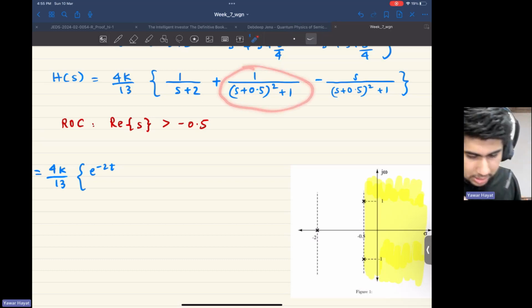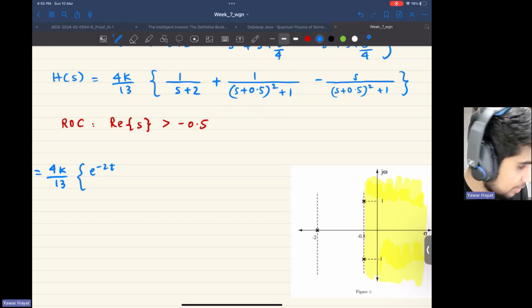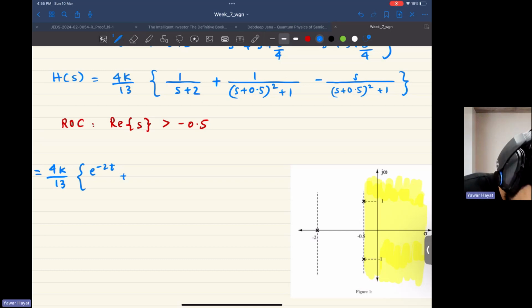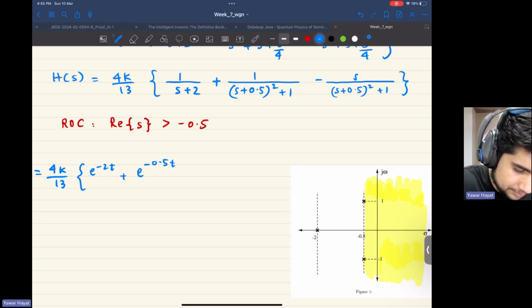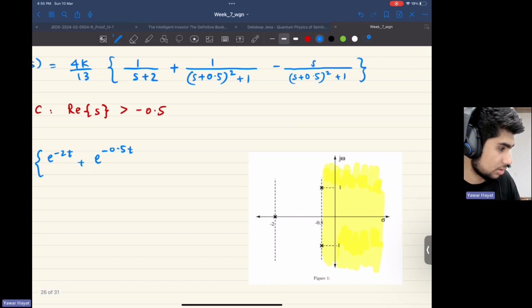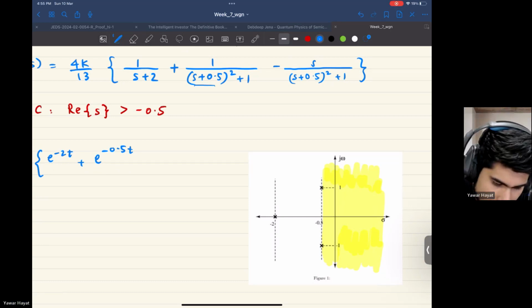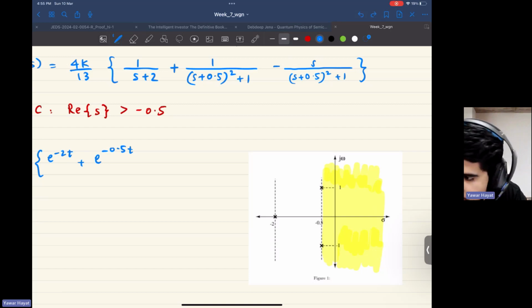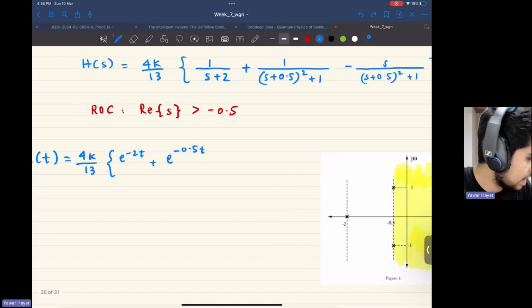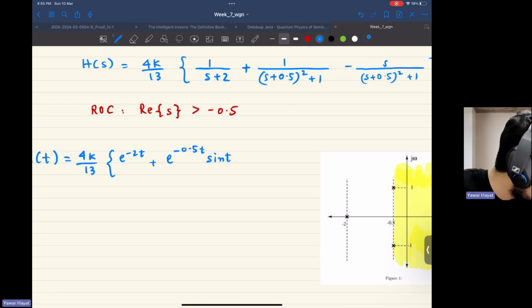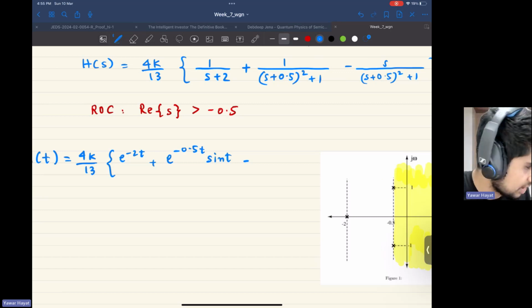What about this one? The inverse Laplace transform would be given by exponential minus 0.5t. Why? Because this is shifting in the s domain, right? If this shift would not have been there, then the ROC was real part of s greater than 0. Now, since this shift is there, my ROC would be real part of s greater than minus 0.5, and that is what has been given, right? So you can readily use this. Make sure you understand which result to use for which ROC.